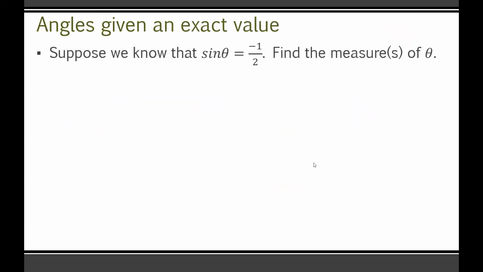All right, I think this is our last question today. Yes, it is. It's our last question today here. So, angles given an exact value. So we're going to kind of go the other way around now. Suppose we know that sine theta equals -1/2. Find the measure or measures of theta.